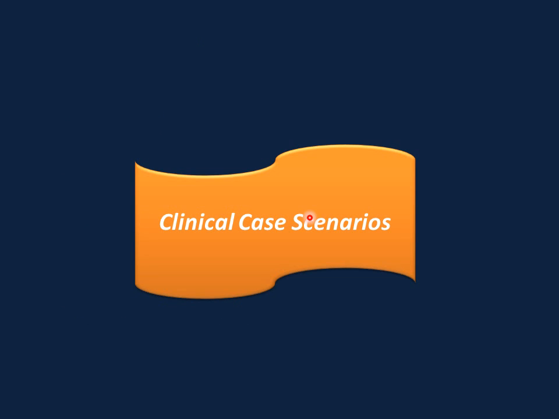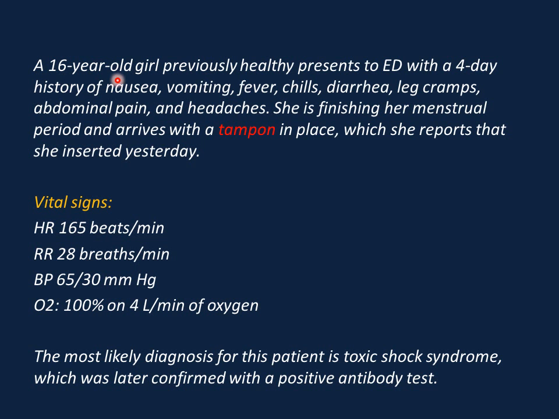We'll end this presentation with a few clinical case scenarios. This is a 16-year-old girl, previously healthy, who presents to the ER with a 4-day history of nausea, vomiting, fever, chills, diarrhea, leg cramps, abdominal pain, and headaches. She is finishing her menstrual period and arrives with a tampon in place that she inserted yesterday.